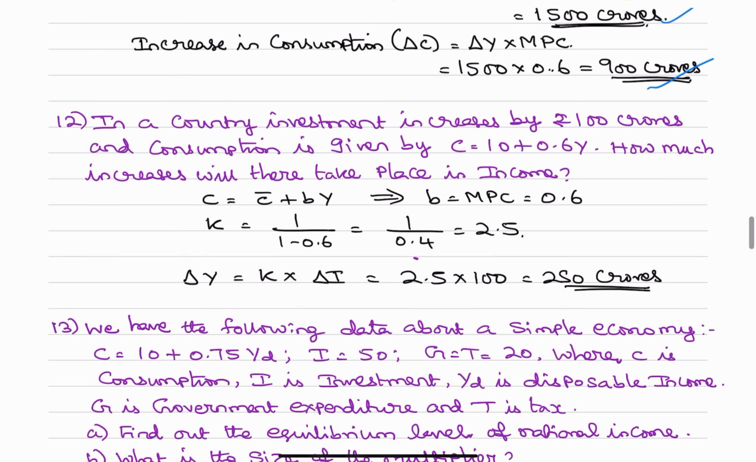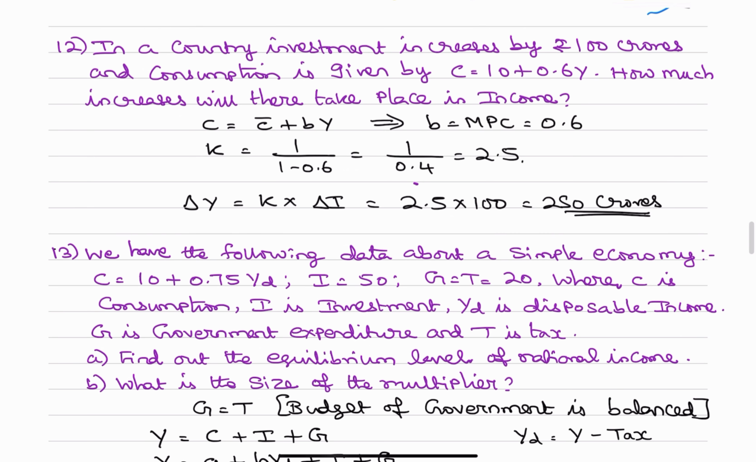12th one, in a country, investment increases by rupees 100 crores and consumption is given by C is equal to 10 plus 0.6y. How much increase will there take place in income? That is, consumption is here given as a function. That is autonomous consumption expenditure plus B into Y. B is marginal propensity to consume.